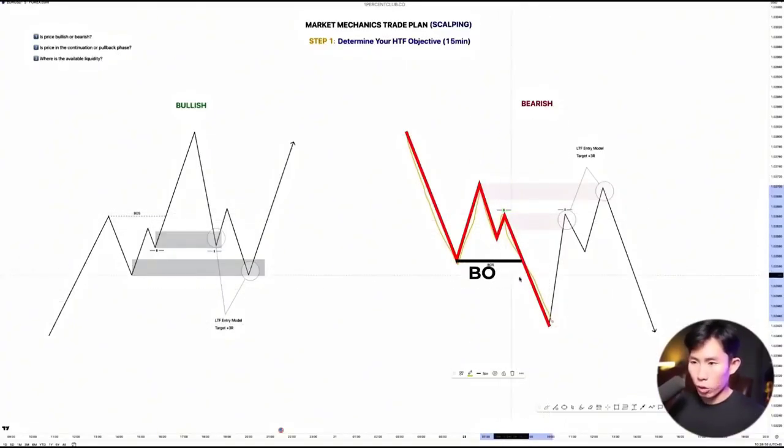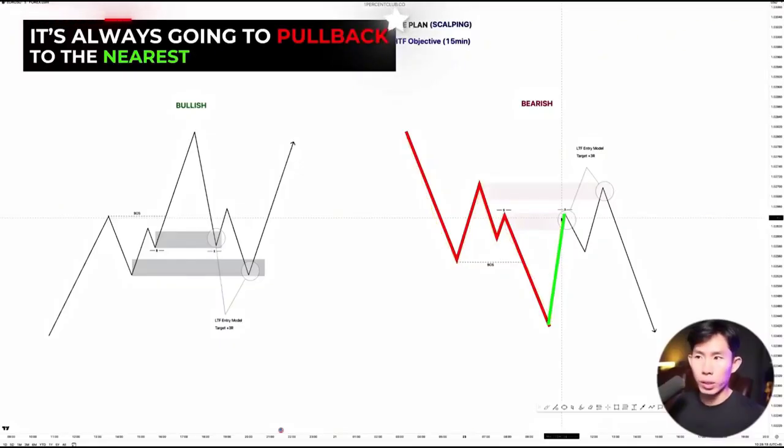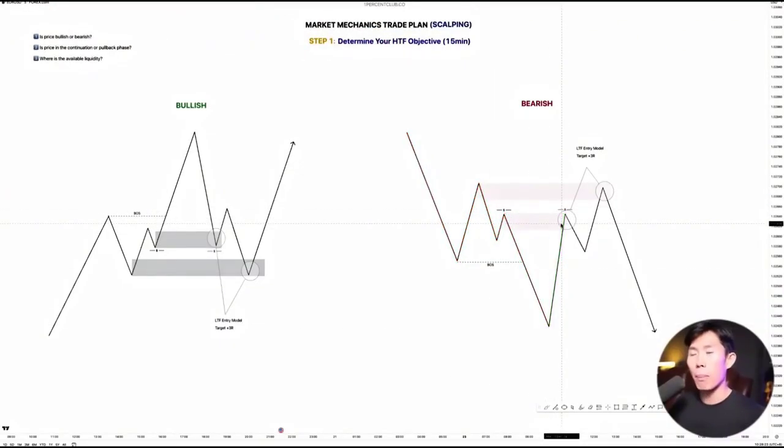So right now, after the break of structure, we're anticipating price to start pulling back, and that is where price starts pulling back to the near zone first. Remember, it's always going to pull back to the near zone first. Once it pulls to the near zone, this is where you want to observe what price does.